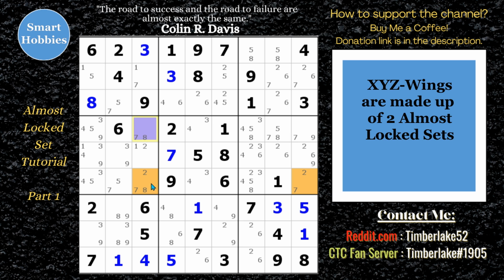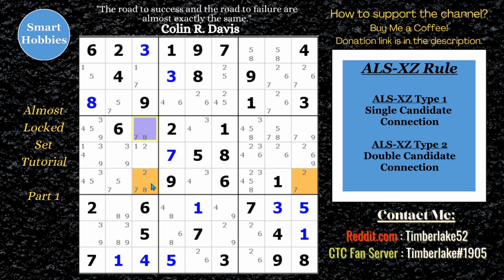Okay, so the almost locked set XZ rule is where you're comparing 2 of these so you can make an elimination. And this XYZ-Wing is a type 1. Type 1 means that it has 1 candidate in common that helps us make an elimination. The type 2 is when you have 2 candidates in the 2 almost locked sets, and I'll cover that in a future video. Today we're just going to focus on ALS-XZ type 1. All right? There's a whole new world I'm exposing you to here, but I'm going to make it easy for you and help you out.